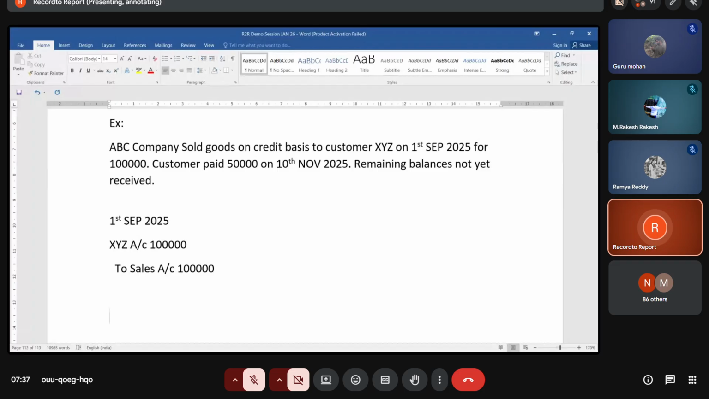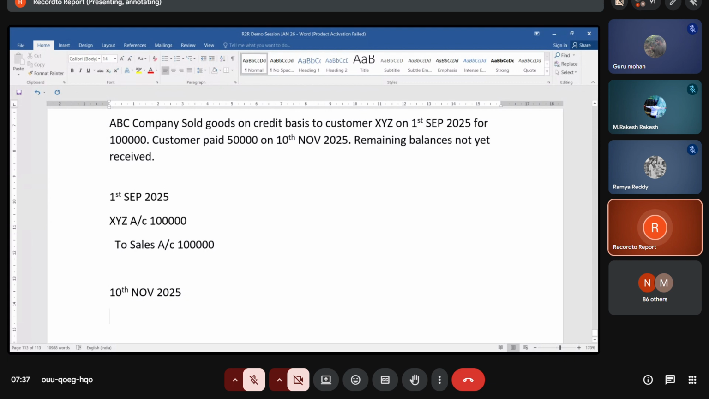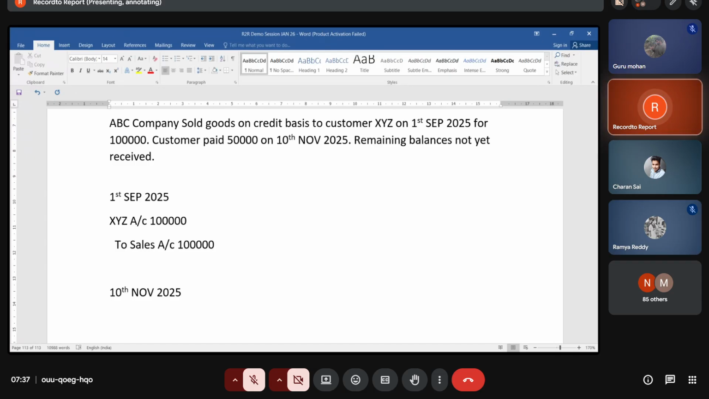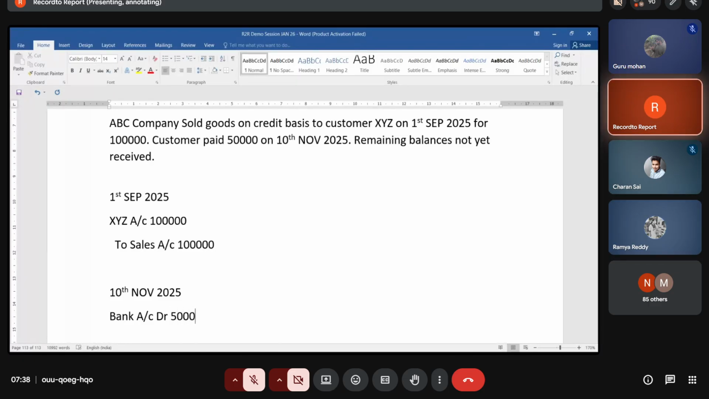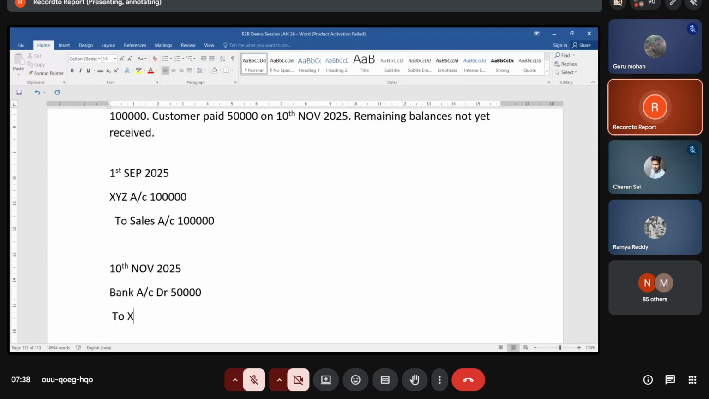So we received the money on 10th November 2025. What is the amount we received? 50,000. If we receive the money, the entry is bank 50,000 to XYZ account. So what is the pending balance of XYZ till now?